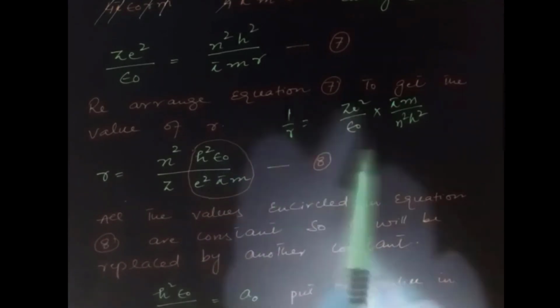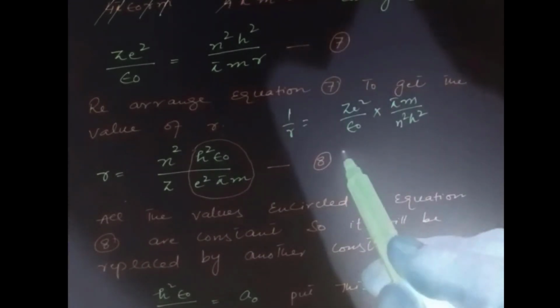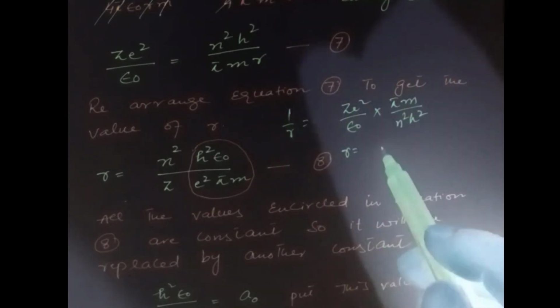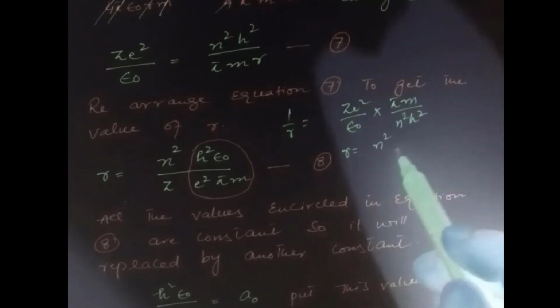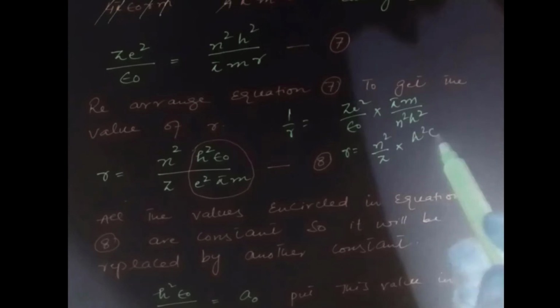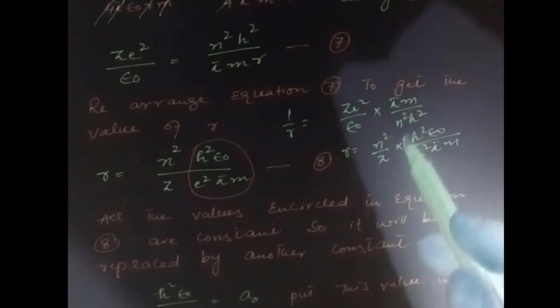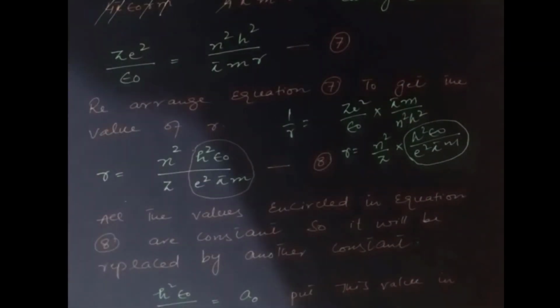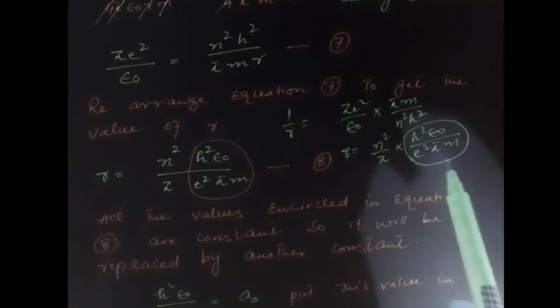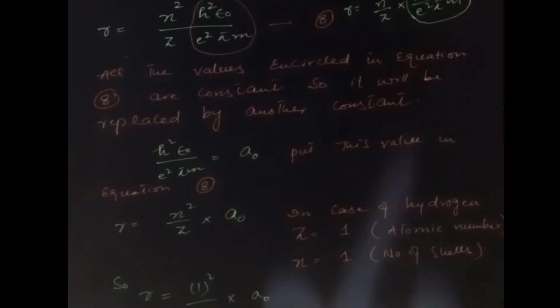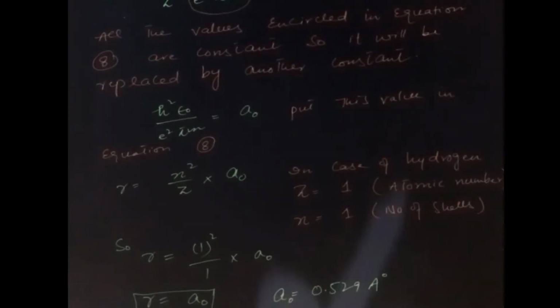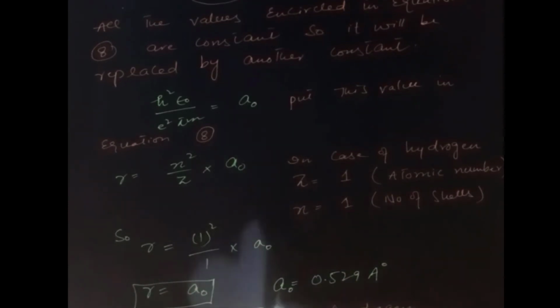Now we have to get the value of r, so we have to invert this side and invert this side as well. By inverting this side we will get r, and by inverting this side we will get n square divided by Z multiplied by h square epsilon naught divided by e square pi m. Now all the values I have written on the right side are constant values, and by putting these constant values together we get another constant, that is a naught.